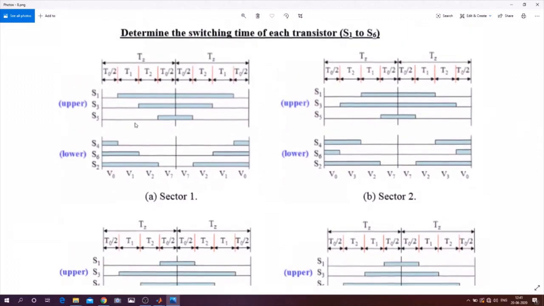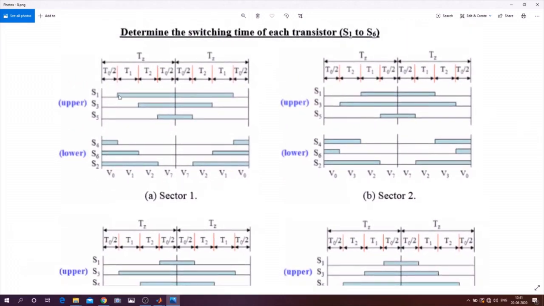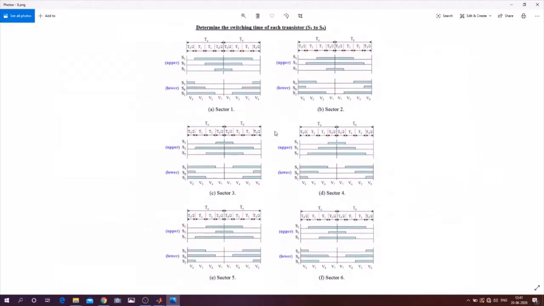let me make it bigger. So this half, the first half is what? T1 plus T2 plus T0 by 2. The second part is what? T2 plus T0 by 2, and the third part is what? T0 by 2. Now this set of timing has been repeated everywhere in this switching pattern. Everywhere it is mirrored and it is repeated.